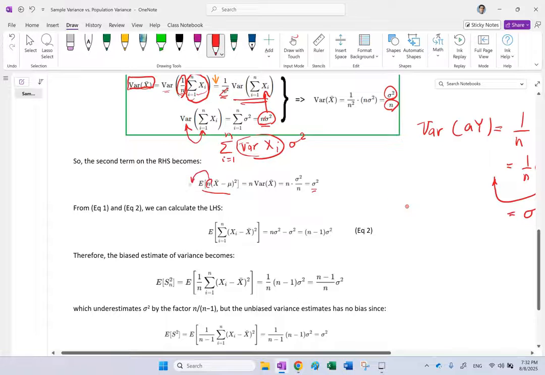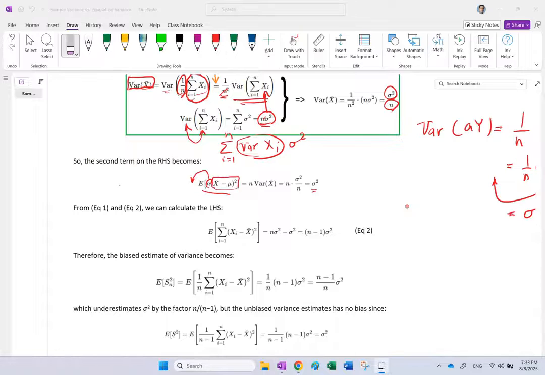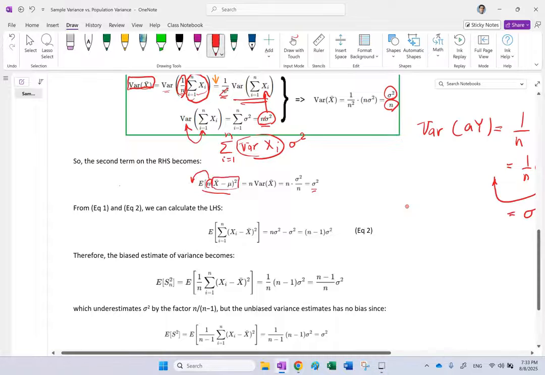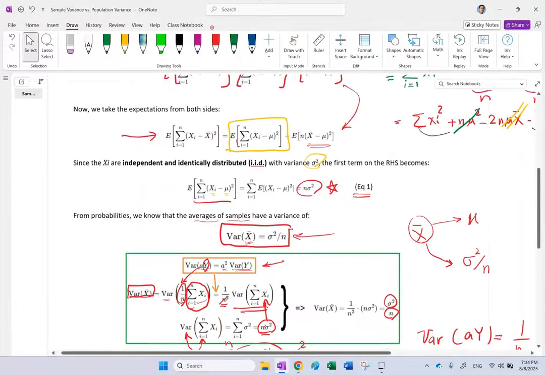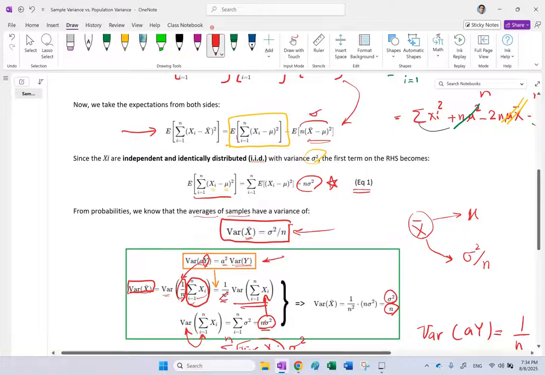So it's going to be n times the expectation of (x bar minus mu) squared. That's exactly the definition of the variance of x bar, right? Because I'm subtracting from x bar the average of all the x bars and squaring them. The expectation of that is the variance of x bar. That's the definition of variance of x bar, times n. And I just found that the variance of x bar is sigma squared over n, multiplied by another n. They cancel, so I just get sigma squared. There we go. So I found that the right-hand side term is sigma squared.